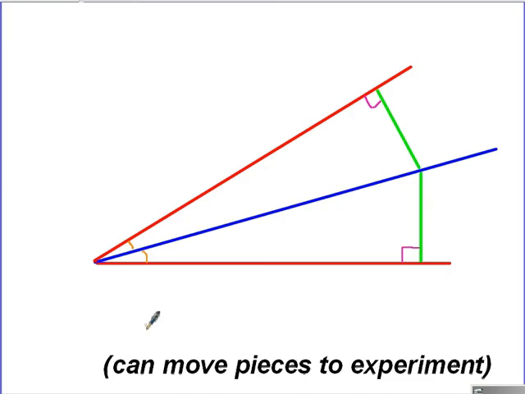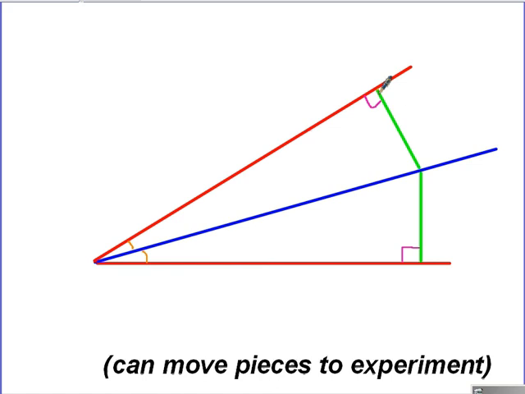So when we have an angle bisector, we've got this big angle, the angle made from the two red legs, and then we have this blue line which is bisecting the big red angle. How do we know it's bisecting it? Because it's splitting it into two equal parts. This little angle is equal to that little angle. The big red angle has been split in half.